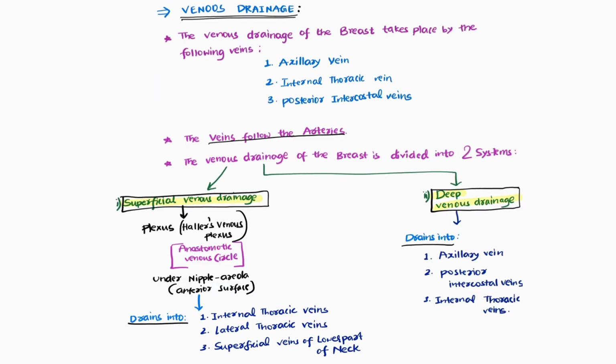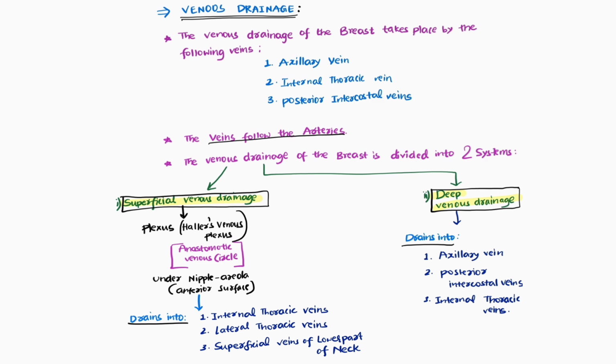Here comes the venous drainage. As you all know, if there is arterial supply, there should be venous drainage to take away the waste. So the venous drainage of the breast takes place by the following veins. You should remember these: axillary vein, internal thoracic vein, and posterior intercostal veins. As we all know, the veins follow the arteries, so as the name suggests, the first is the axillary vein, the second is the internal thoracic vein, and the third is the posterior intercostal veins.